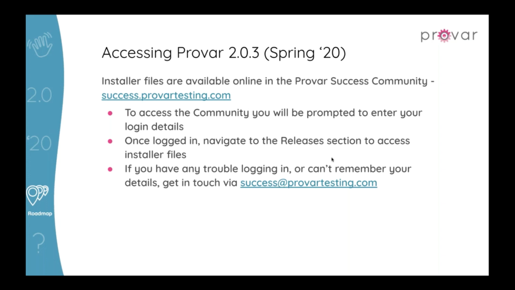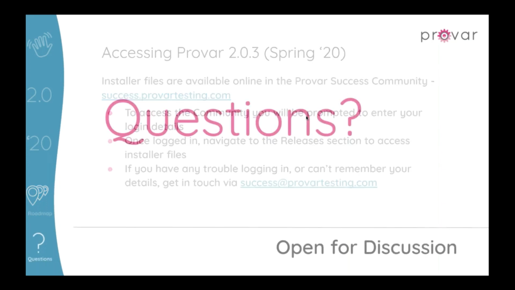Provar.com. If you do not have a Success community user and you're a Provar customer, then please do get in touch via success@provartesting.com. Within the community, you'll find there's a section called releases, and there's also a downloads link, I believe. And within there, you'll always find the latest version. So it's always the best place to find the latest files. With that, Hetty, I think we're concluded. Any questions?